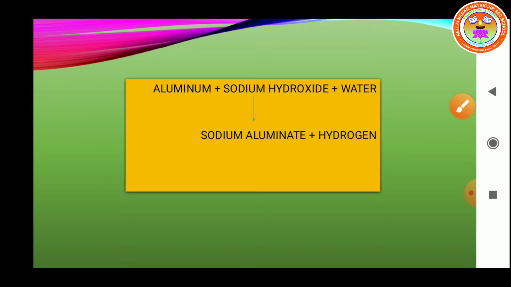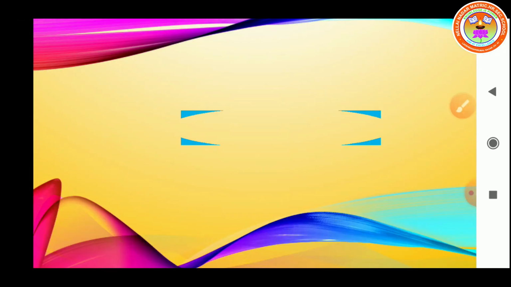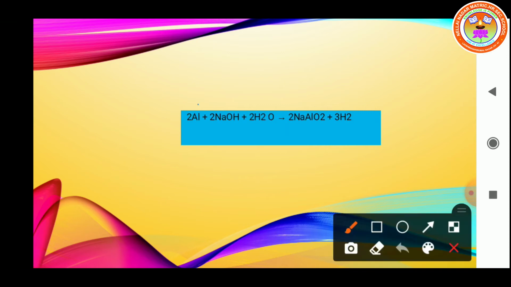So how can we write the reaction? What is the symbol of aluminium? That is Al, isn't it? It reacts with the base, sodium hydroxide, NaOH, and also water, H2O, to give rise to sodium aluminate. What is the formula for sodium aluminate? That is NaAlO2. Yes, sodium aluminate, and also hydrogen is released in the form of gas.